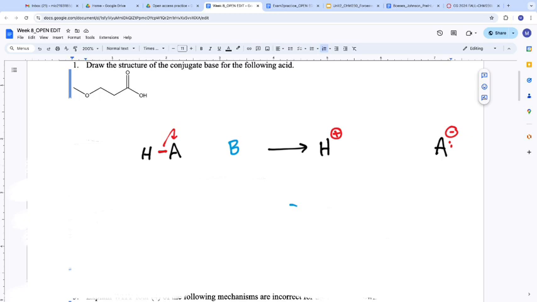So if we look to the product of this, there has to be some kind of modification happening there where that hydrogen is now connected to the base. If we go back to the reactant side, what did the base have to make that bond to the hydrogen? It had to have electrons, because that hydrogen is coming off as H+. It has no electrons to make the bond.